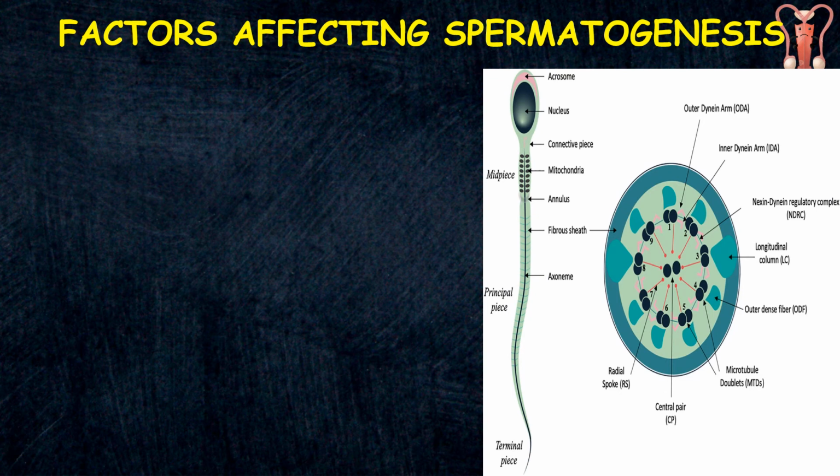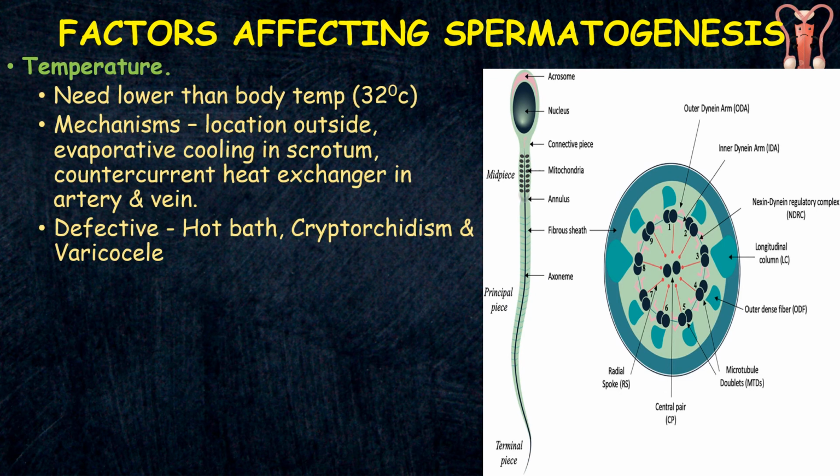Factors affecting the spermatogenesis. Effect of temperature. Proper spermatogenesis occurs at a temperature lower than the normal body temperature. So the location of the testis outside the body cavity in the scrotum, the evaporative cooling effect in the scrotum, and the countercurrent heat exchanger mechanism operating between the spermatic artery and the vein, where the pampiniform plexus plays an important role.